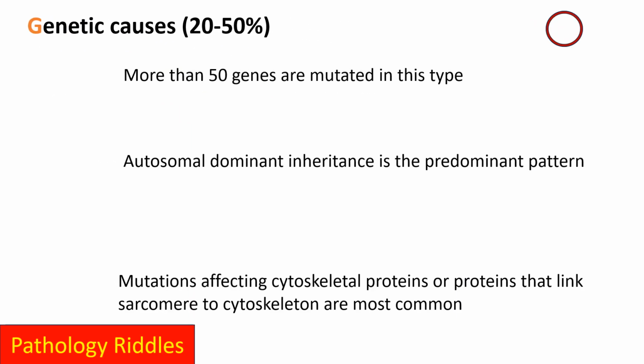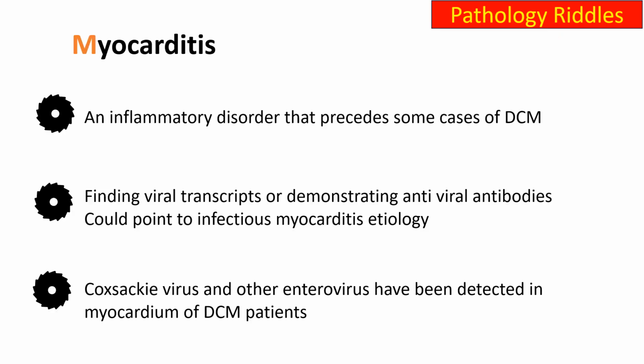Coming to genetic causes, there are more than 50 genes which are mutated in this type. Mostly, it is caused by autosomal dominant inheritance. There are causes which are X-linked and autosomal recessive, but these are minor causes. This mutation basically affects the cytoskeletal protein. So the integrity of the cytoskeleton is compromised. That is why there is this elongation of the fibers.